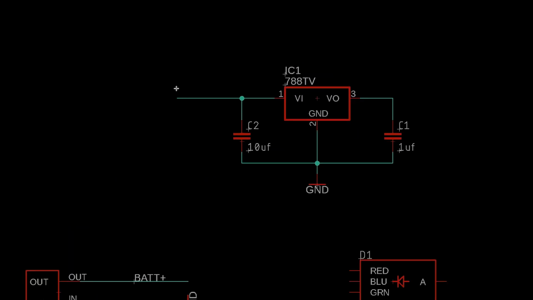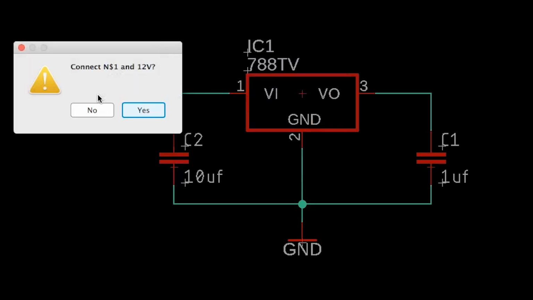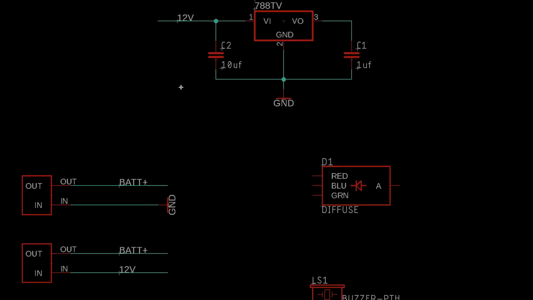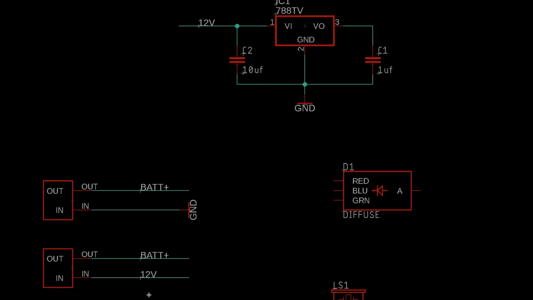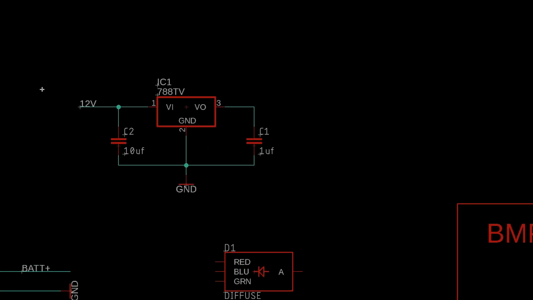So let me put a little label on there. And I'm just going to say, we're going to name this 12 volts. It's going to ask me if I want to connect $1 to 12 volts, and I'm going to say yes. So now, let's look. This thing that's coming out of the switch port and going into the voltage regulator, these 2 lines, even though they don't look like it, they are connected. So I'm going to just shorten that to make it a little bit cleaner.